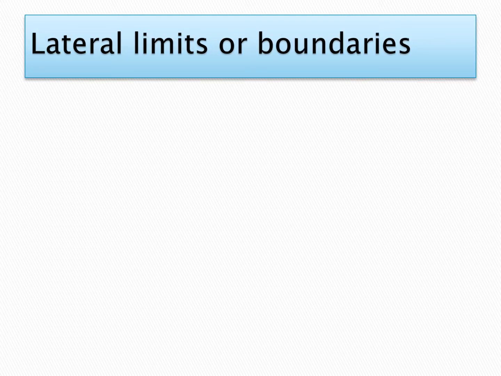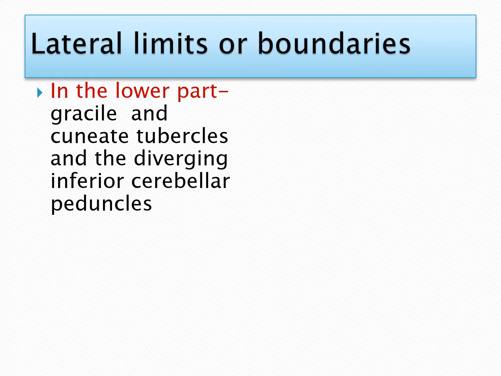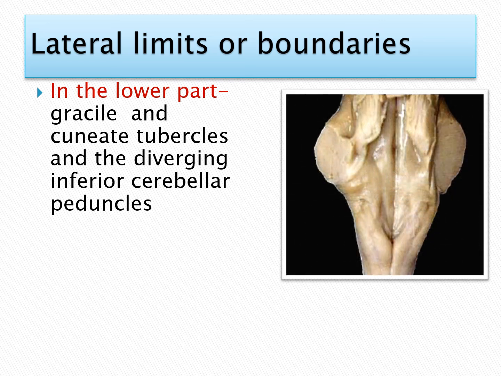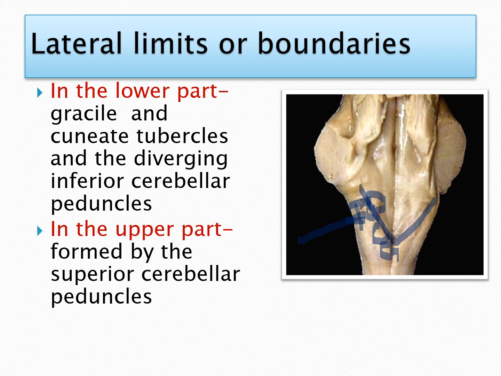Lateral limits or boundaries we will see. In the lower part, there are the gracile and cuneate tubercles and the diverging inferior cerebellar peduncle. This is the lower lateral boundary: this is the gracile tubercle, this is the cuneate tubercle, and this is the inferior cerebellar peduncle. In the upper part, this is the cut end of the superior cerebellar peduncle. They form the upper lateral boundaries.